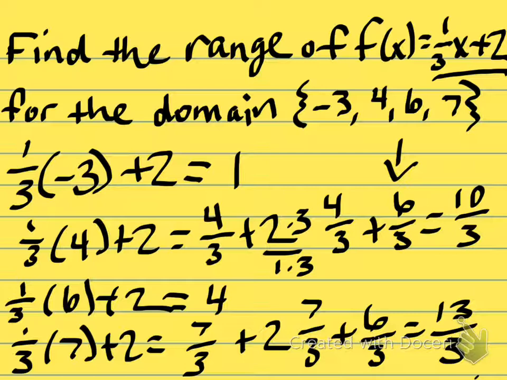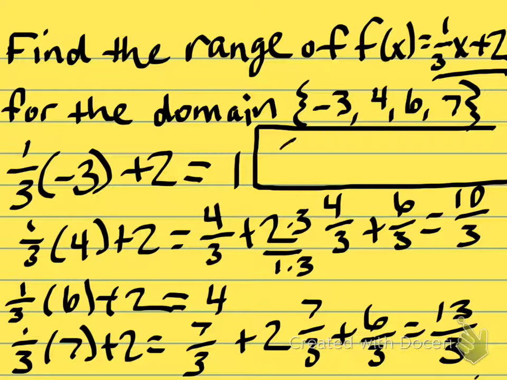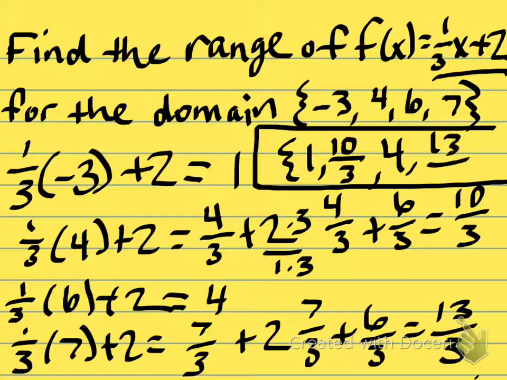Okay, so our domain is negative 3, 4, 6, and 7. But our range, I'm going to put it right in here, where I have a little room, is 1, 10 over 3, 4, and 13 over 3. And then we're done.